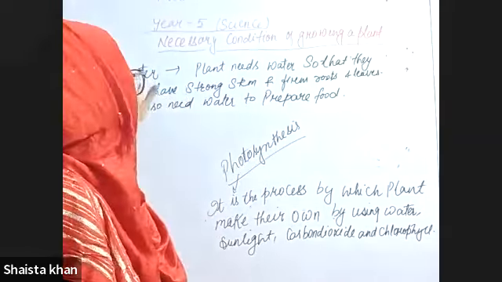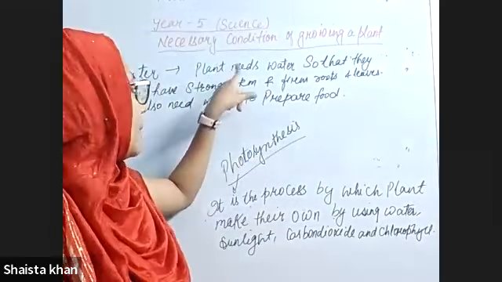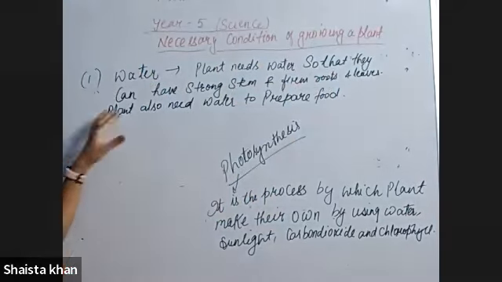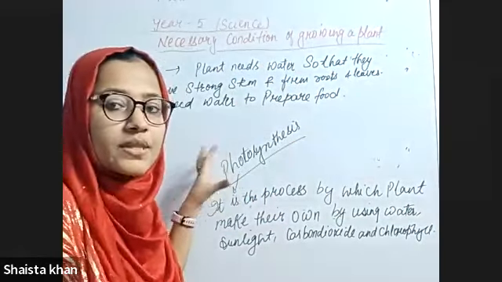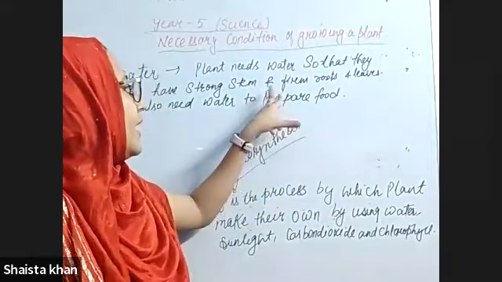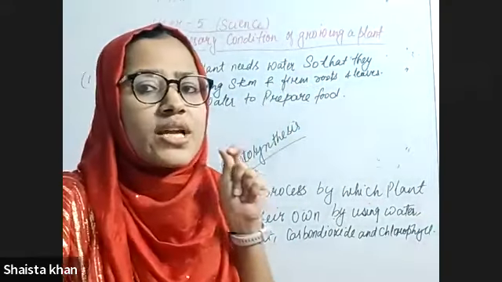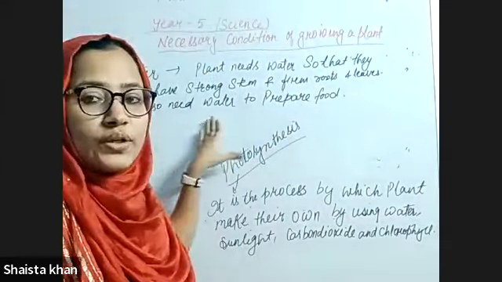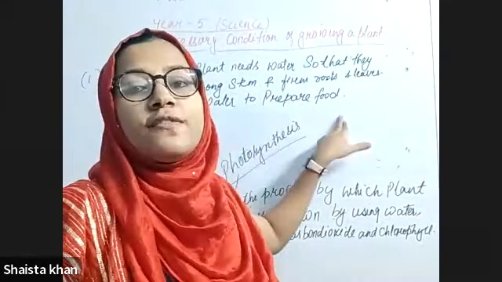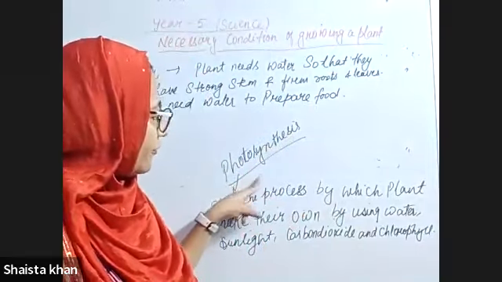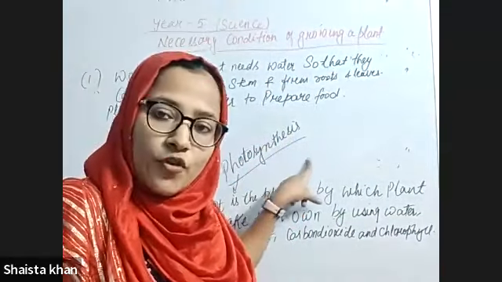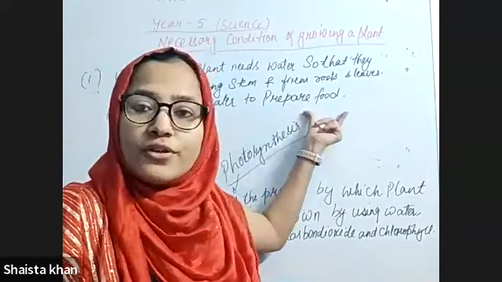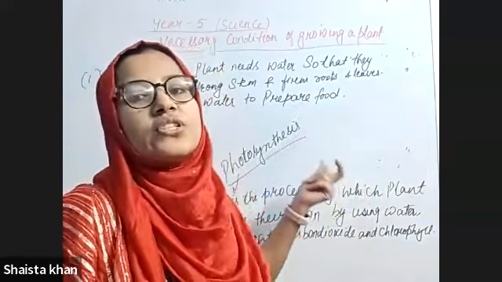So why is water important? Water is important because a plant needs water so that it can have a strong stem, firm roots and leaves. And a plant also needs water to prepare food, as I said, by the process of photosynthesis.